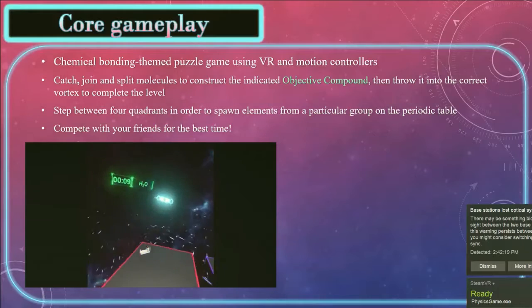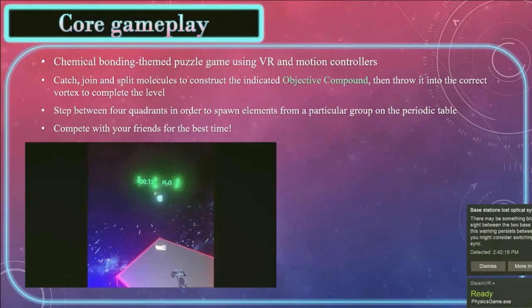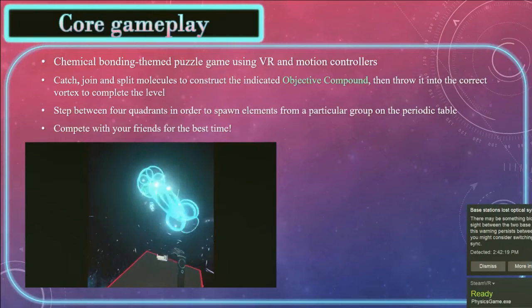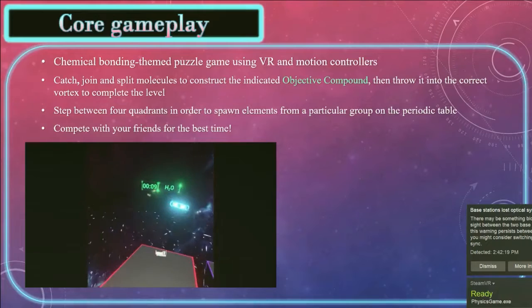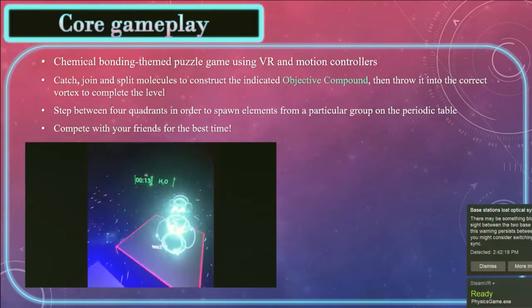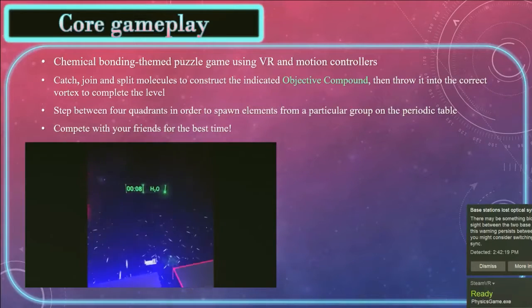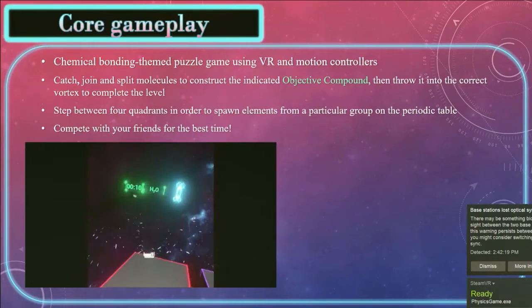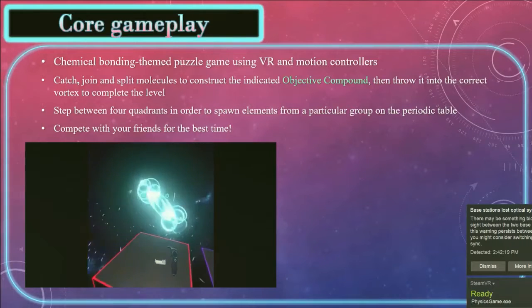So describing the core gameplay here, we have a chemical bonding themed puzzle game. And so the main actions that the player is engaging in is catching, joining, splitting, and throwing molecules and atoms. Furthermore, the player will step between 4 quadrants on the ground that represent different groups on the periodic table.